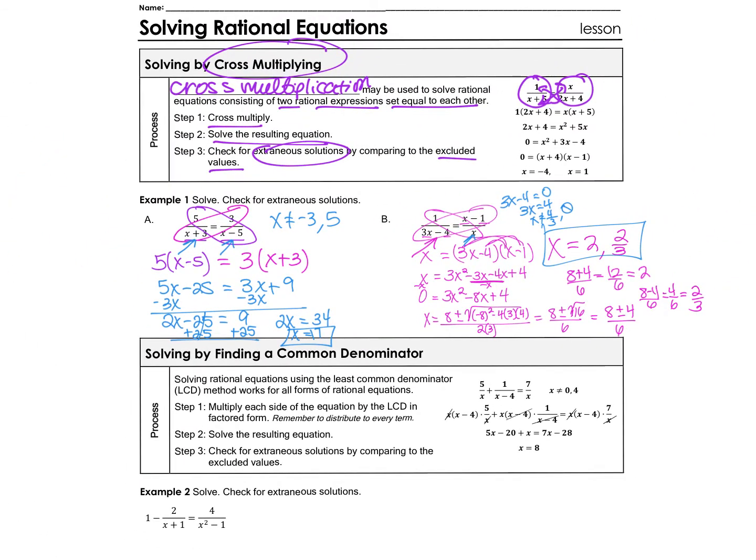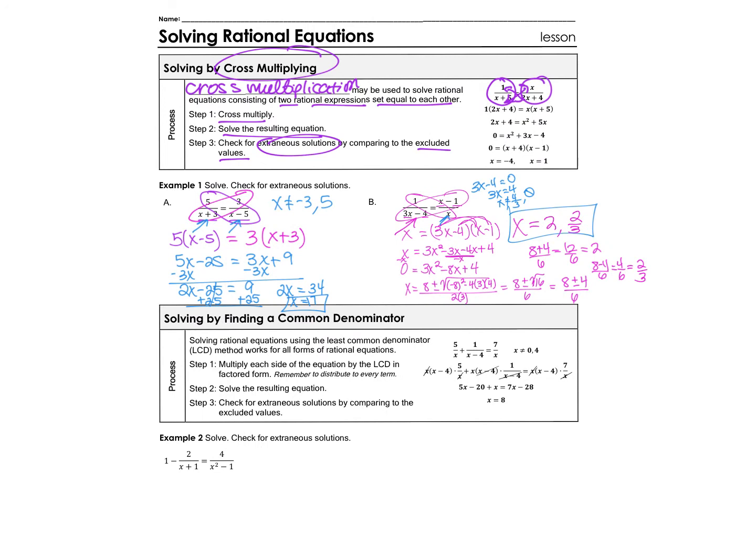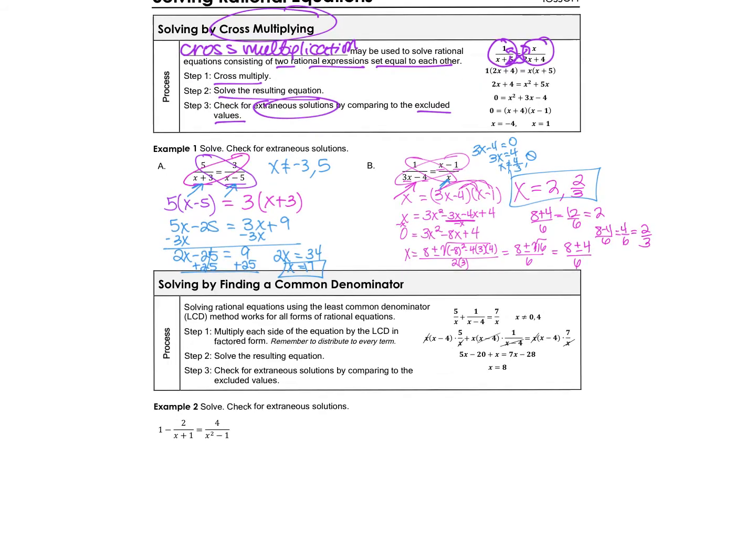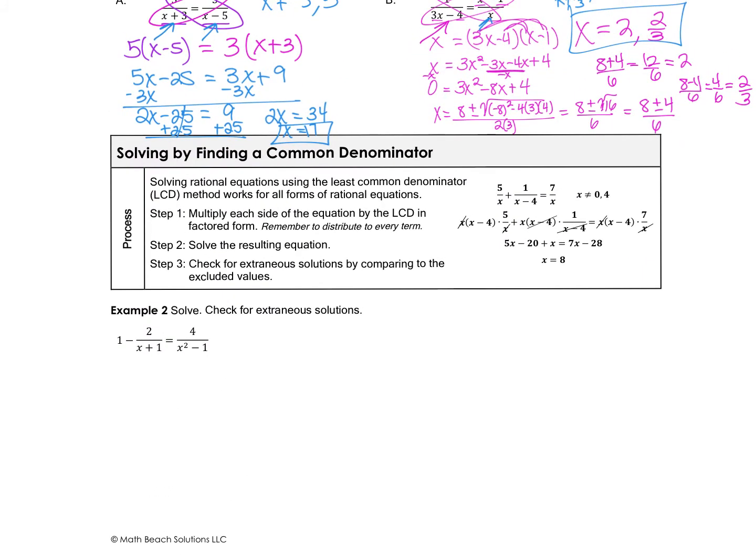Okay, so this is one way of solving a rational equation. Unfortunately, we don't always have just one rational expression on the left and one rational expression on the right. So what we're going to have to do if we don't have that is find the LCD, which we've been finding, the least common denominator.